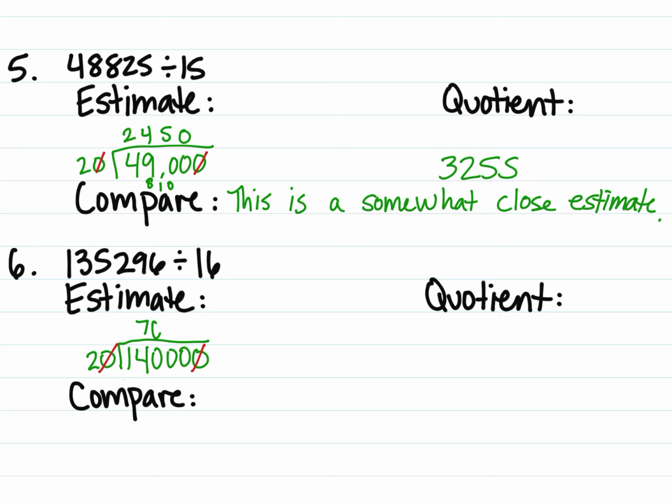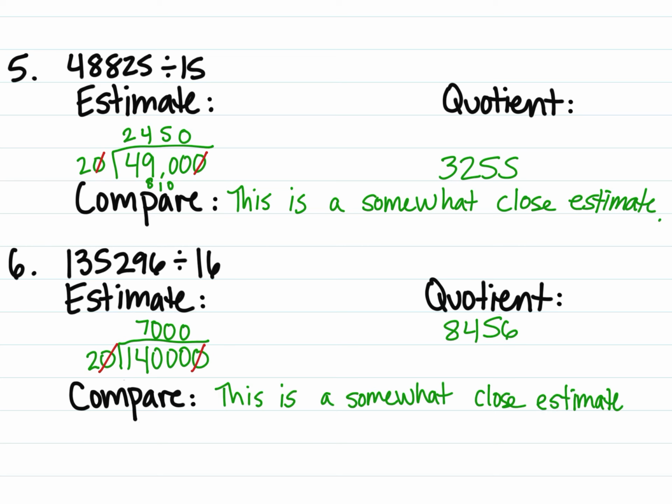I would say this is also a somewhat close estimate. We rounded 135 up to 140, but we also rounded the 16 up to 20, and so it kind of evened itself out a little bit there. And the 16 isn't as far away from 20 as 15 is, so this is a somewhat close estimate as well.